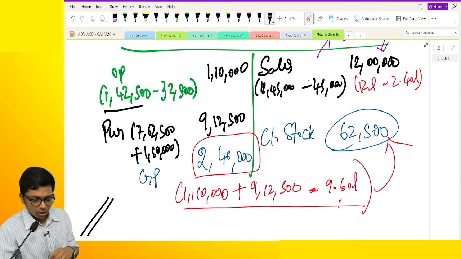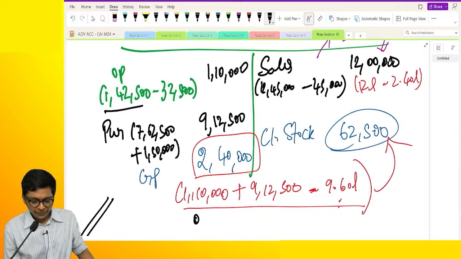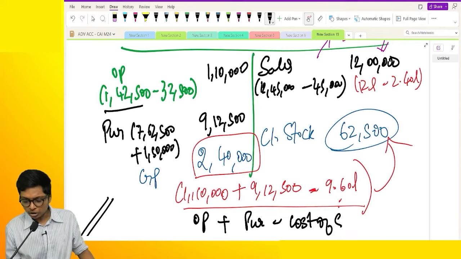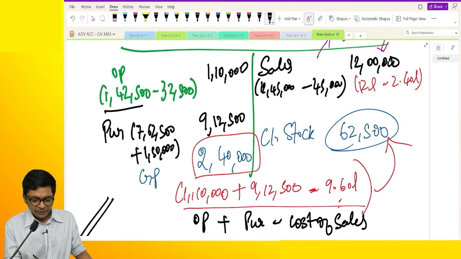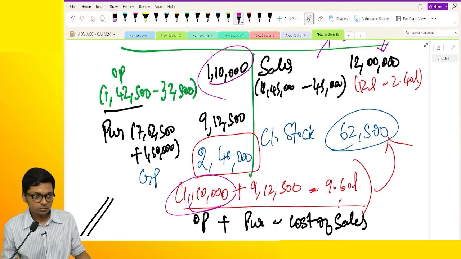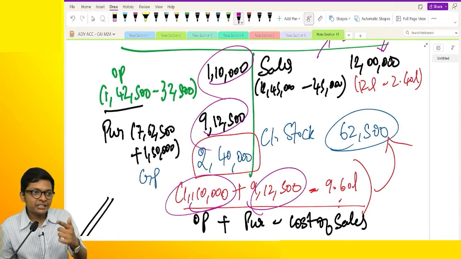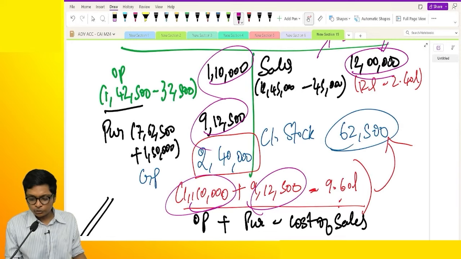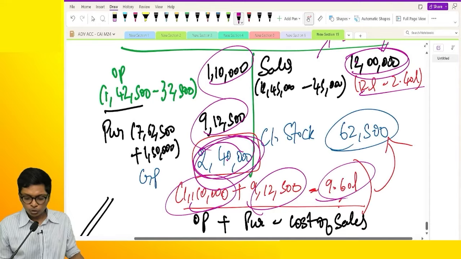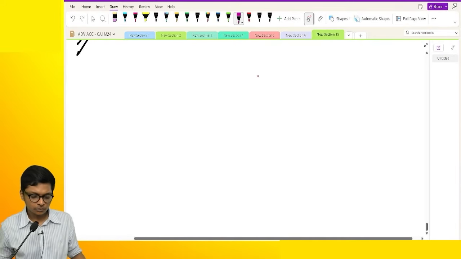How to find closing stock? Opening stock plus purchase minus cost of sales. Opening stock is 1,10,000. Purchase is 9,12,500. Clear? I can't take sales directly. I should do sales minus profit to get the cost of sales. Sales is 12 lakhs, and profit is 2,40,000. So 12 lakh minus 2,40,000 is 9,60,000. So you will get 62,500. Can I proceed, guys?